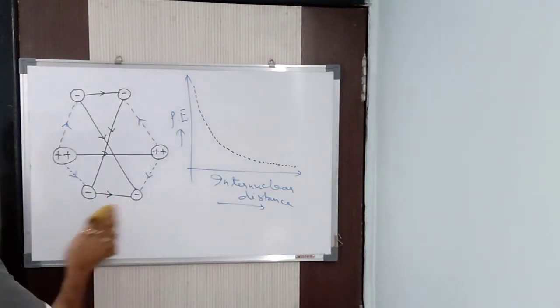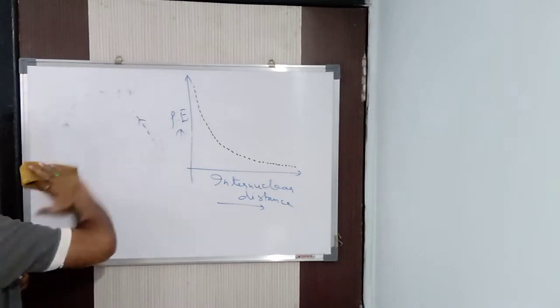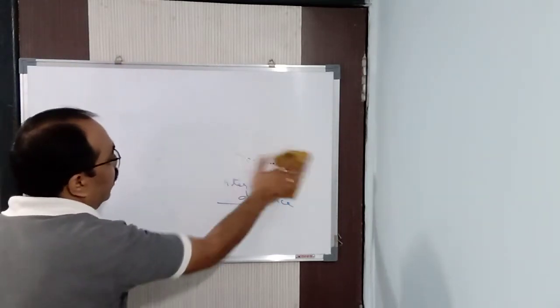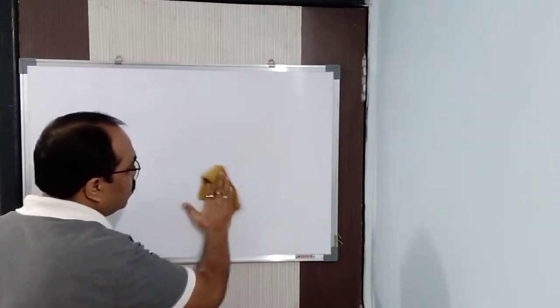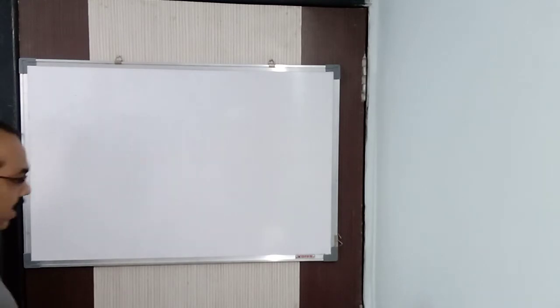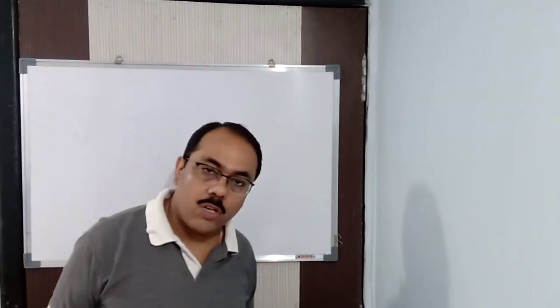Now coming to the valence bond theory. That is a theory I have already told you about, which was given by Heitler and London. Now I am going to start the postulates, which were given by Pauling and Slater. The postulates of the valence bond theory. Now one by one I will come to the postulates and explain them.